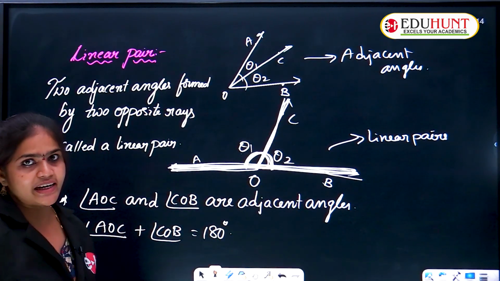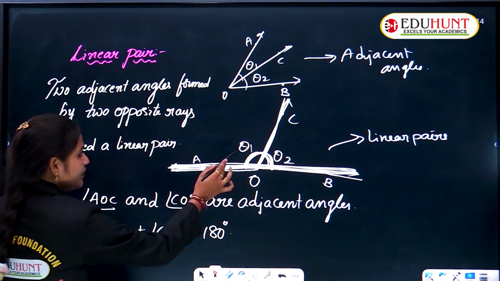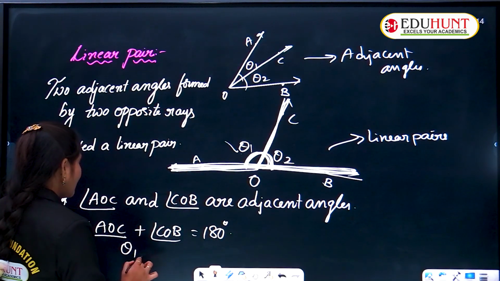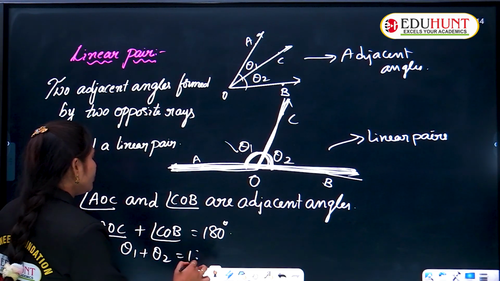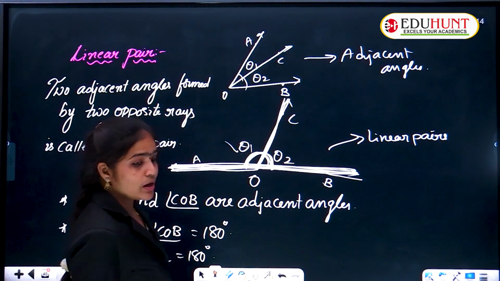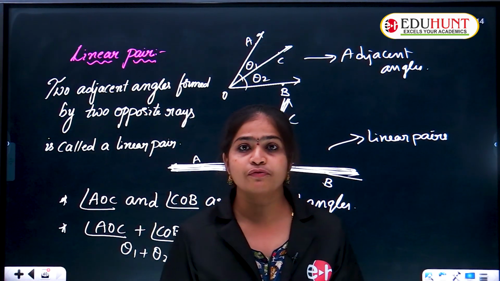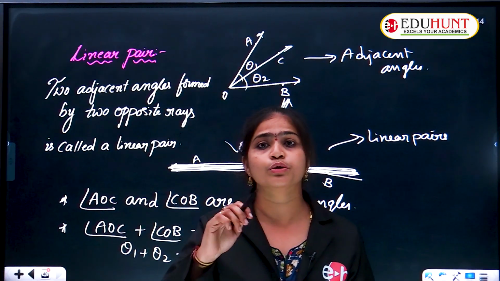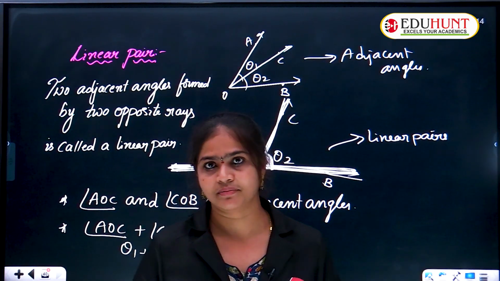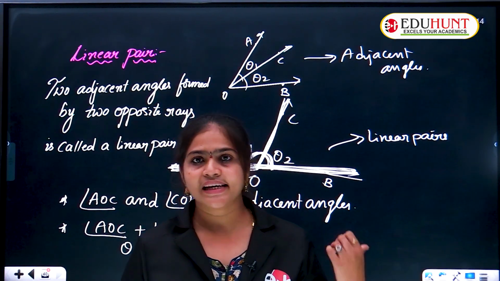That's why angle AOC plus angle COB is equal to the straight angle. Straight angle is 180 degrees. And in the same way, theta 1 plus theta 2 is equal to 180 degrees. Then what is the angle of a linear pair? The two adjacent angles form 180 degrees. Then those two angles are called a linear pair. That forms a linear pair.